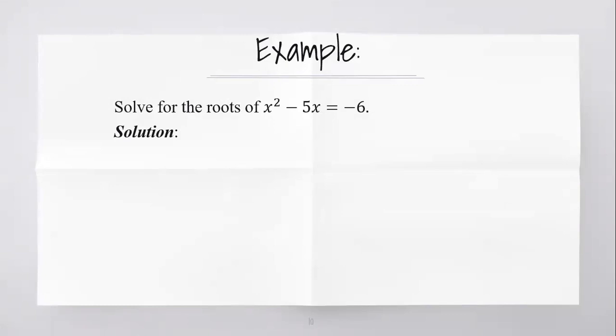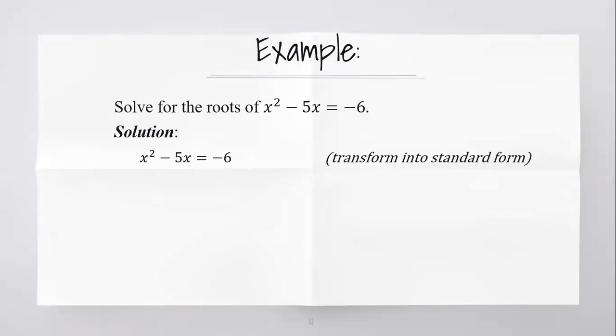So, solve for the roots of x squared minus 5x is equal to negative 6. So, kompleto siya, tama? In this case, you are no longer going to use extracting the square roots. You are going to switch to factoring. Okay, let us have the solution for this problem. So, copy x squared minus 5x is equal to negative 6.